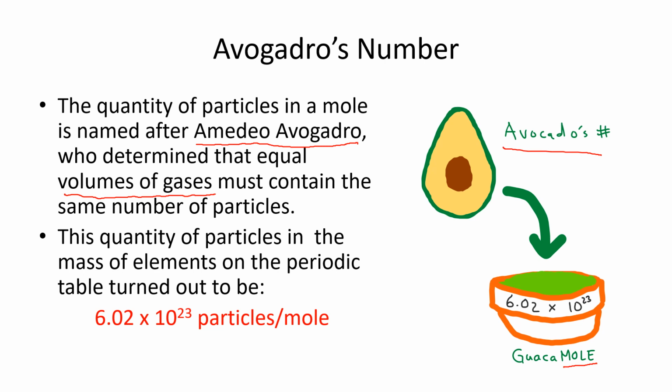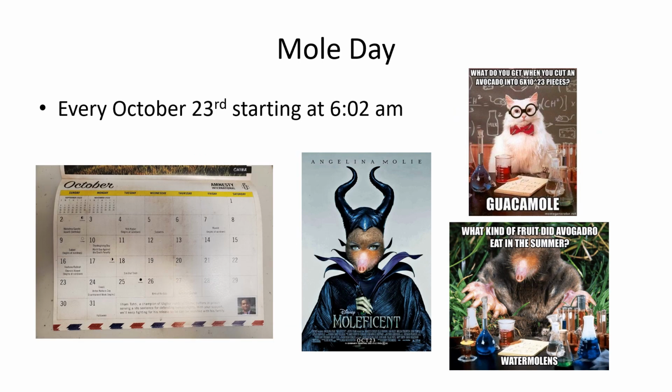Okay, so the actual number is 6.02 followed by 21 more zeros. So if you move this decimal 23 spaces that way, that's the number of particles in 1 mole of anything, right? Mole of water, mole of hydrogen, mole of any substance. So now you know the origins of Mole Day. Mole Day is October, which is the 10th month, and the 23rd day, so that's the exponent from Avogadro's number there.